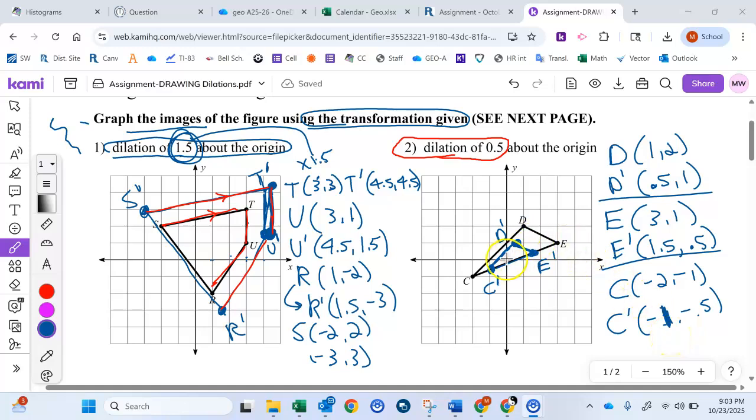And then the next thing is, does it look right? Well, 0.5 is a half. Is this about half the size of the big one? That's one question. It looks like it. Also, DE should be parallel to DE here, and it is. This side here should be parallel to the big side. It is. And this should be parallel to that. So that looks like what it should look like, and that's how you do it.